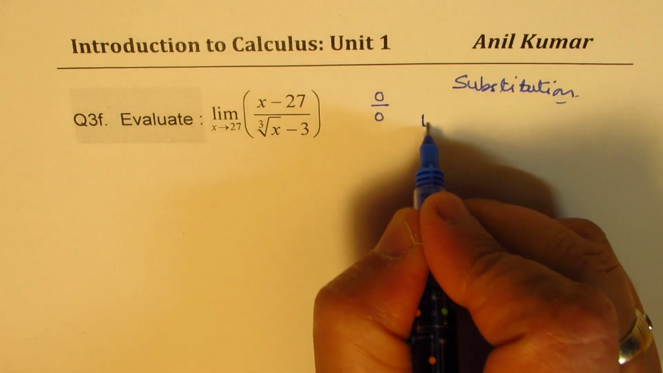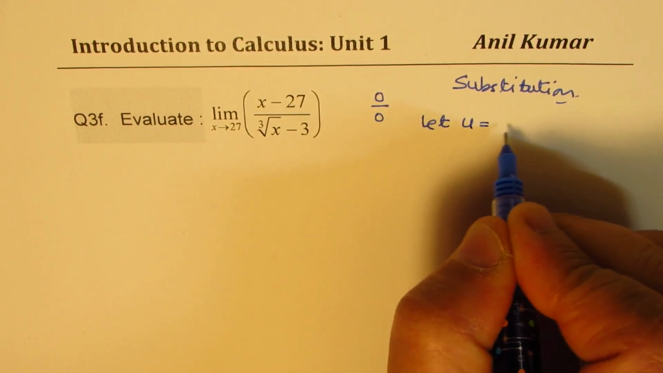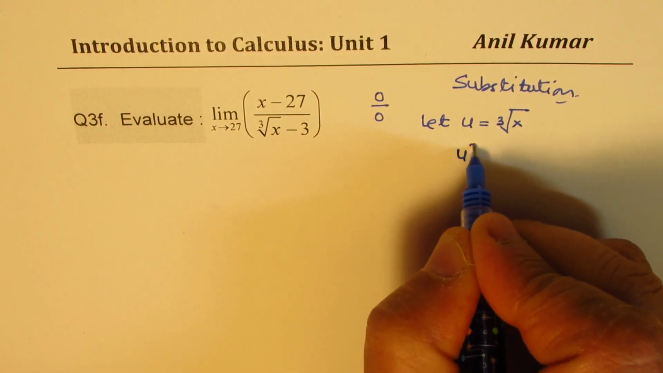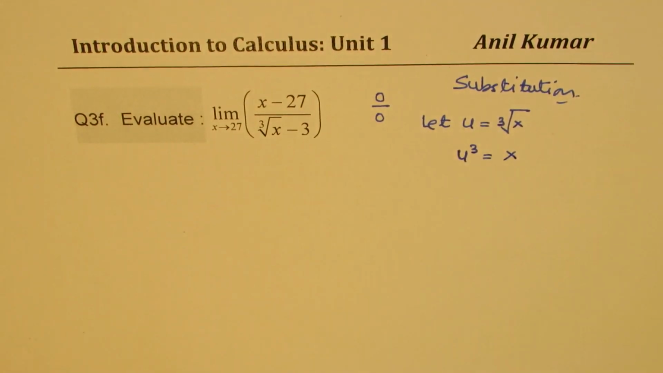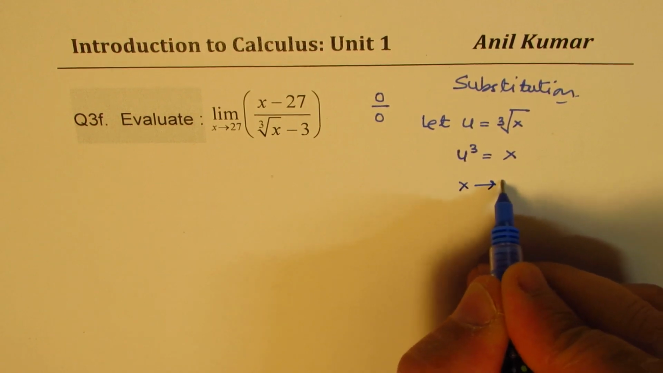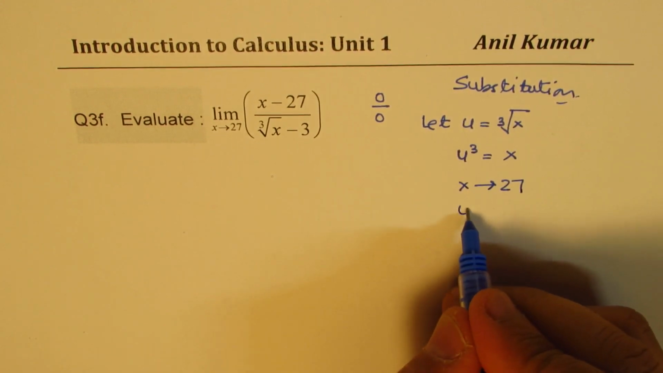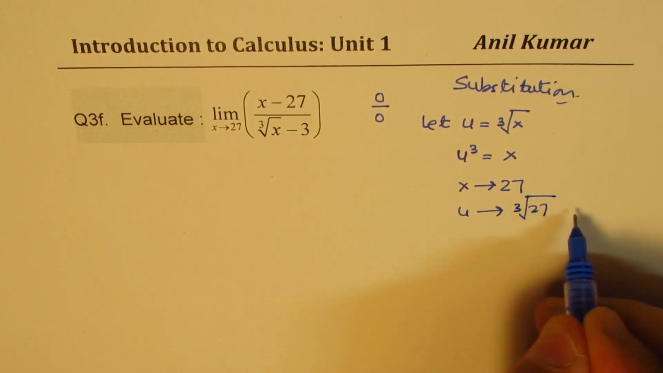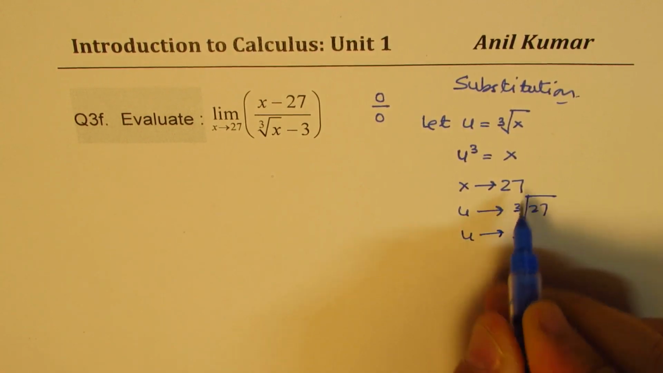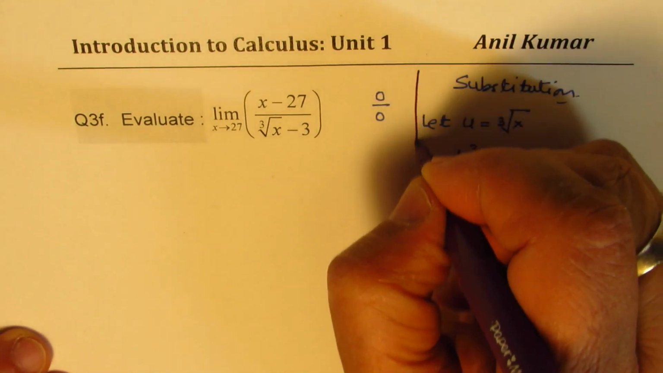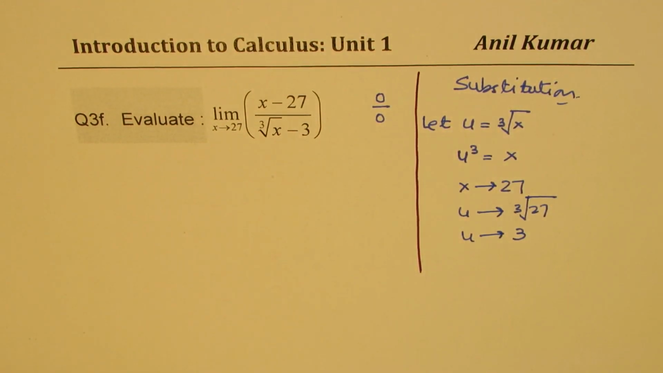So let us say that u is equal to cube root of x. In that case, u cube will be equal to x. This is the first thing, correct? Second is the limit. When x approaches 27, u approaches what? u approaches cube root of 27, correct? So u approaches 3. Do you see that? So these things are important. Whenever you do substitution, you also have to see how the limit changes, right?